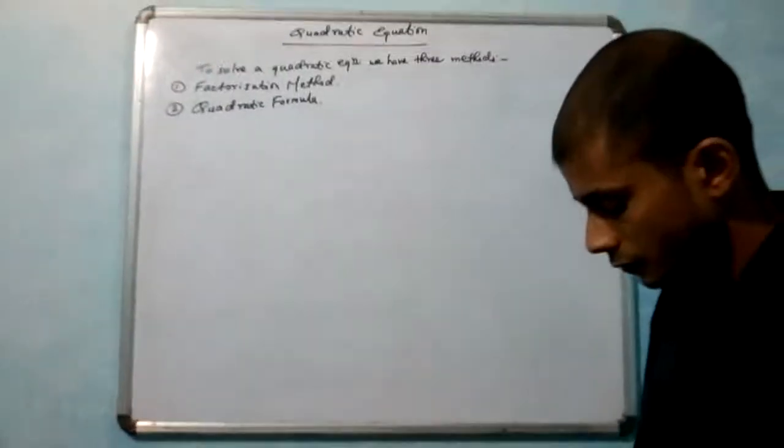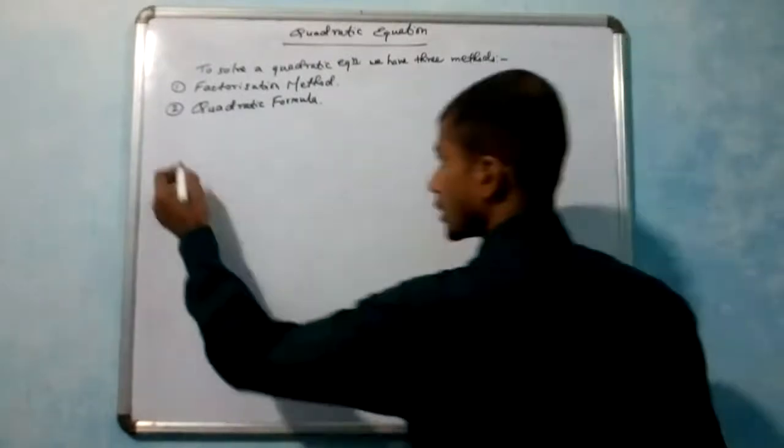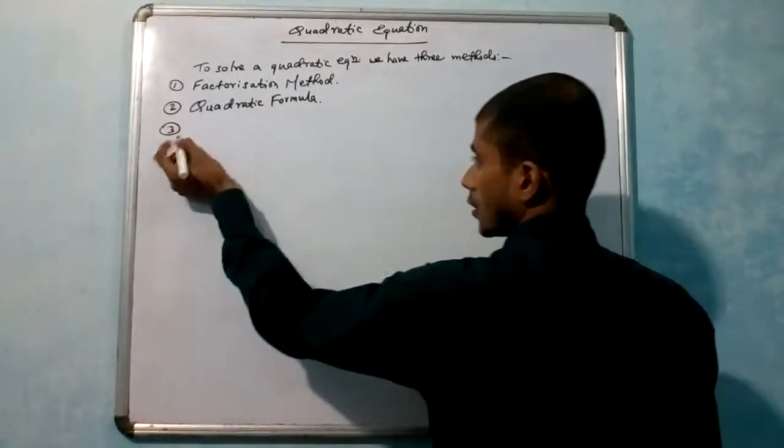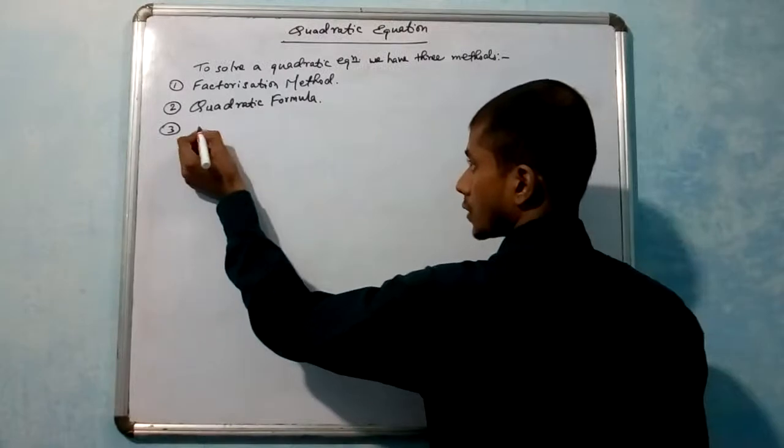Okay, the third one is completing square method.